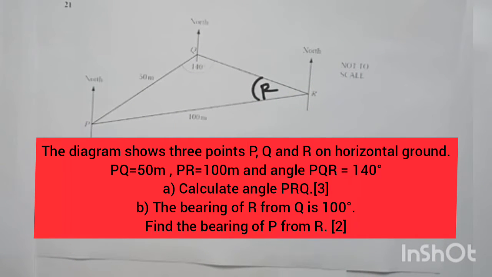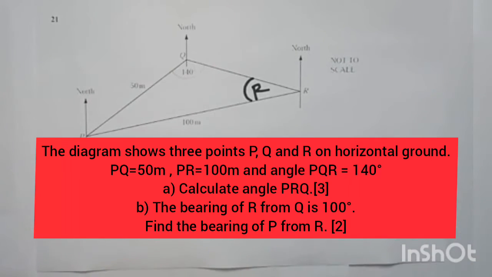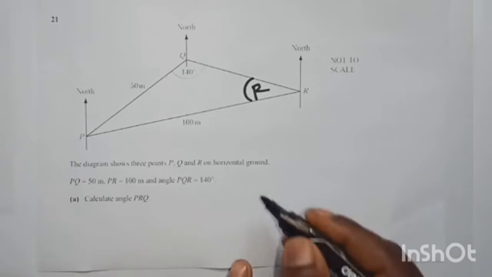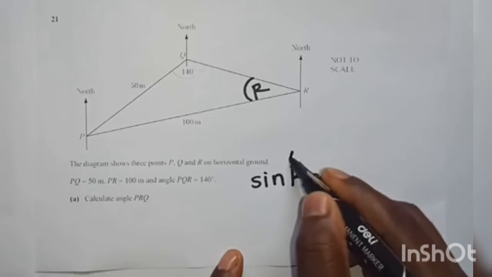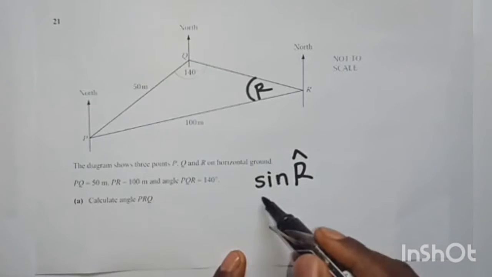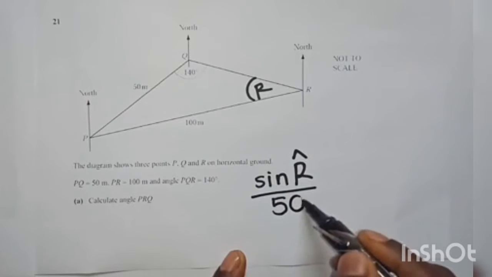Right. So if you notice 140 degrees and 100 meters, we normally refer to it as a complete set. Being given an angle and the side opposite to each other, it means that you make use of sine rule. Remember, if you want to calculate angles, you put sines on numerators and sides on denominators. So I'm going to put sine R. R is opposite to 50. So sine R is going to be divided by 50.